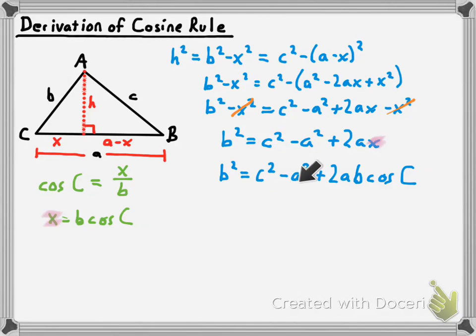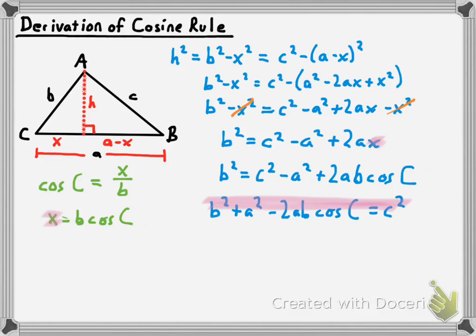So I'm going to add a squared to both sides. I'll get b squared plus a squared on the left side of the equation. I'm also going to subtract this term right here, 2ab cosine C, from both sides of the equation, and that's going to be equal to c squared. And that equation is the cosine rule. This one right here is.